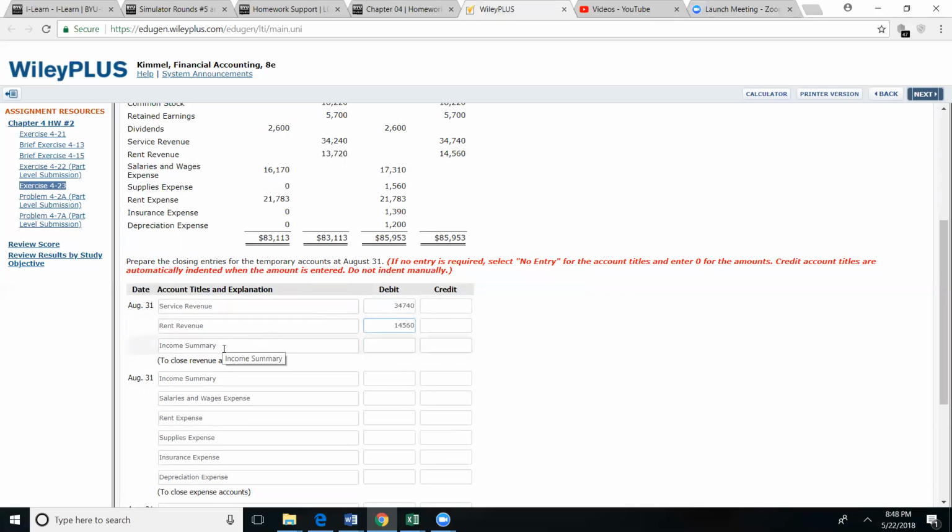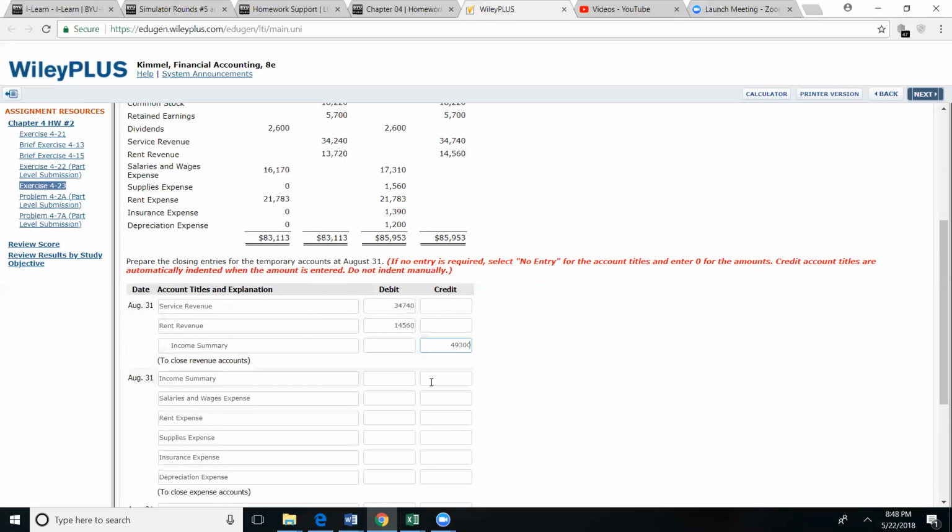Okay, now we're going to move both of those balances over to the income summary account, and we do that by crediting that account the sum of these two. So the sum is $49,300.